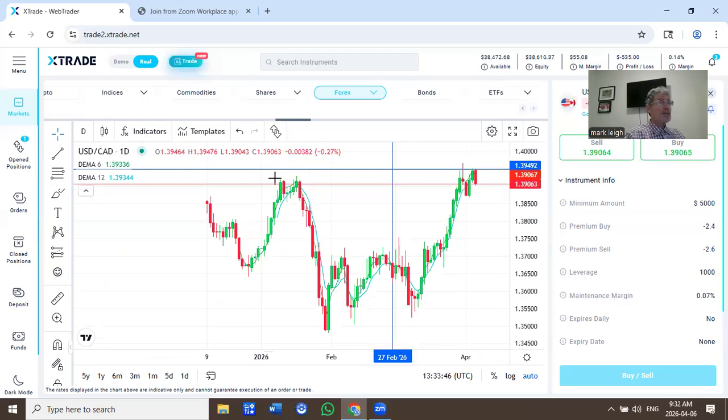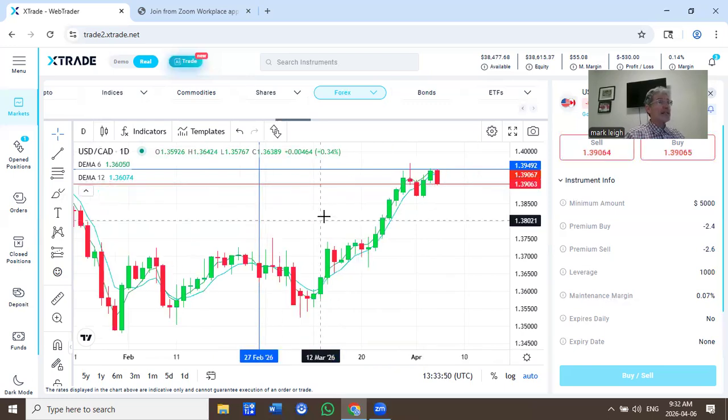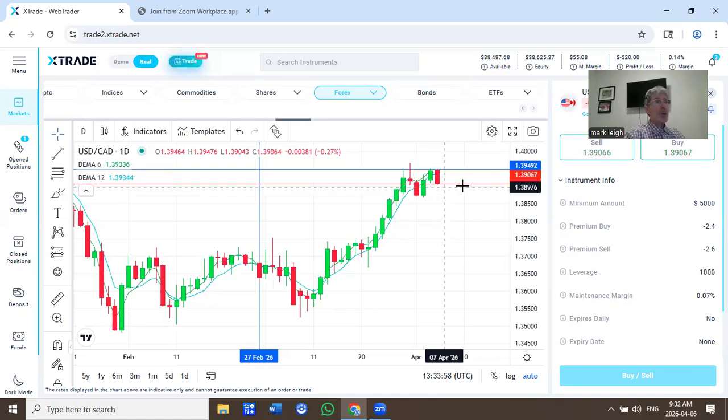And the US against the Canadian, again, US dollar weakness, Canadian dollar strength, solid red candlestick. EMAs almost about to cross over. Resistance 139.49 and support at 139.06, the $1.39 support level being tested.